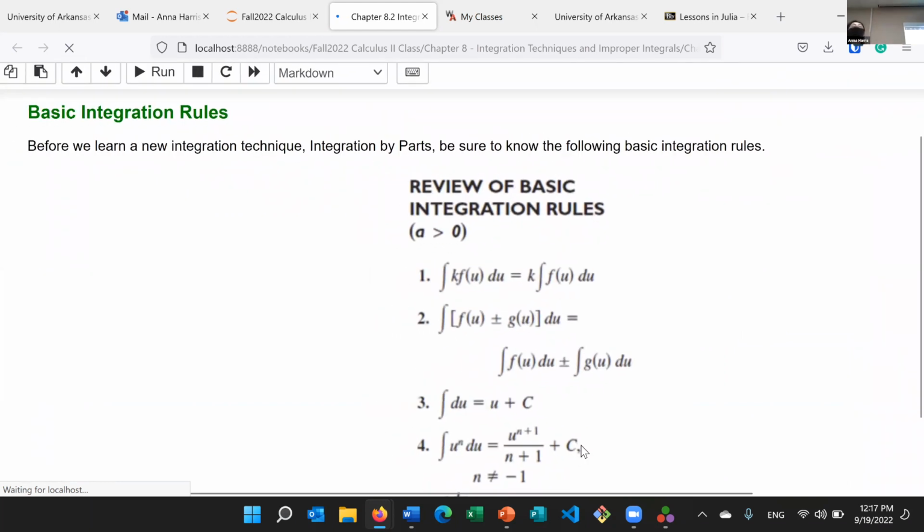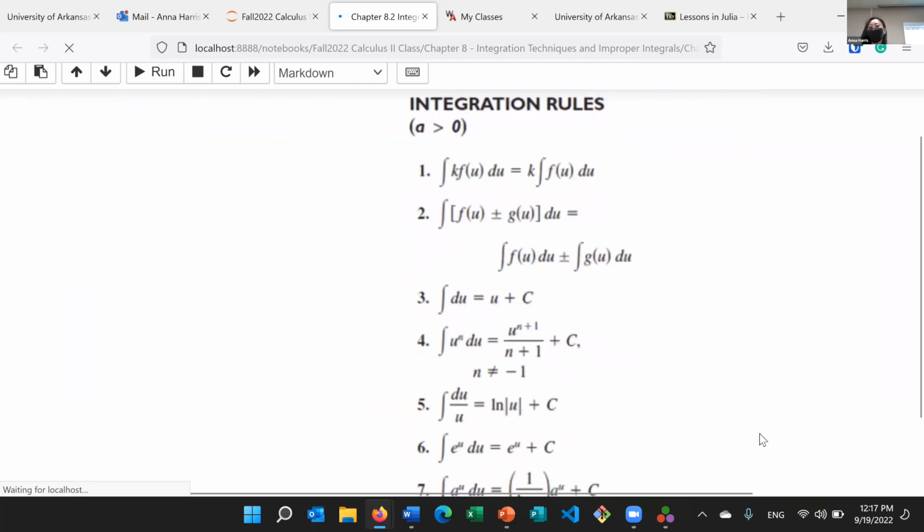Okay, so let's review the basic integration rules. Did everybody see this? Integration of k f of x, where k is just some constant, is the same as putting the k in front of the integration and then the integral of f of u, which we know. The next one: the integral of f of u plus g of u. You have two functions added together, so you can split it into two parts, the integral of f of u plus the integral of g of u. We already know that, so nothing new.